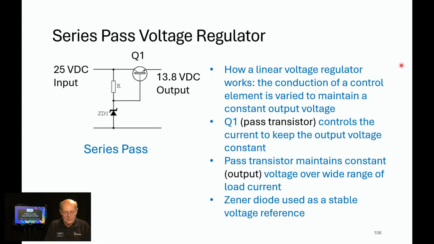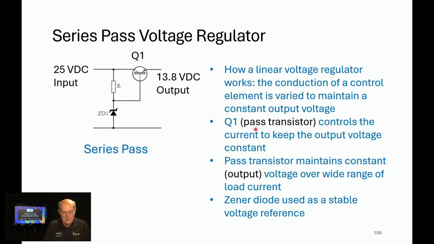So how does a linear voltage regulator work? The conduction of a control element, well, why couldn't they just call it a transistor? But this is how it's in the pool. How a linear voltage regulator works: the conduction of a control element is varied to maintain a constant output voltage over a wide range of currents.